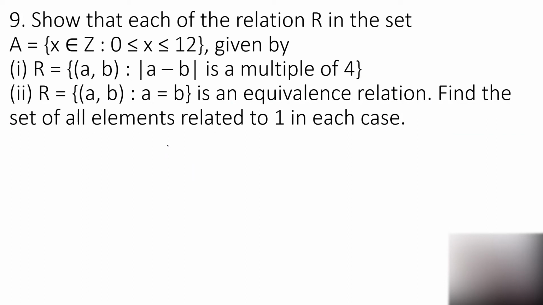Next is show that each of the relations in set A, such that x belongs to the set of integers and it is between 0 and 12, is given by A minus B is a multiple of 4. We are talking about integers. First part is an equivalence relation. Find the set of all elements related to 1 in each case. We will be finding this. So let's have the very first, an equivalence relation. It means we need to prove it as reflexive, symmetric and transitive.